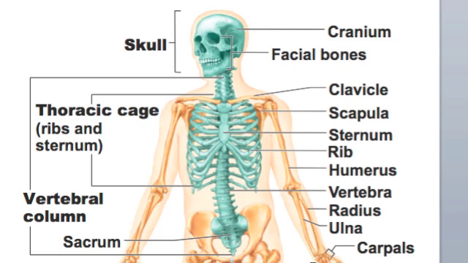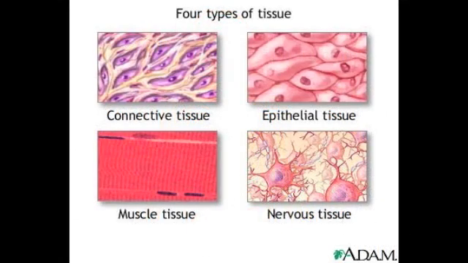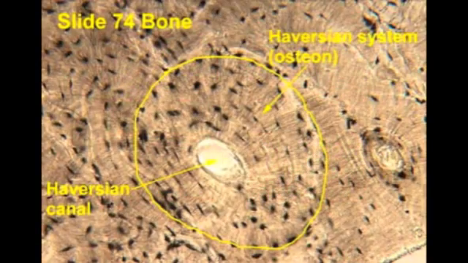This video will cover the basics of the skull of the axial skeleton in under 8 minutes. A quick review. There's 4 types of tissue in the body: epithelial, connective, muscular, and nervous. Bone is made of connective tissue, which consists of cells, fibers, and ground substance.